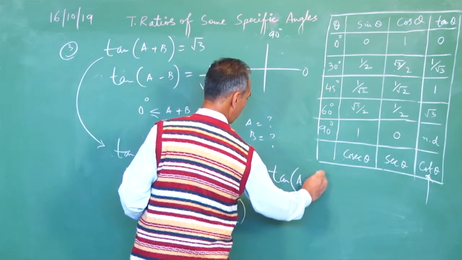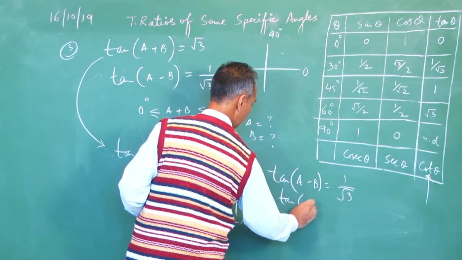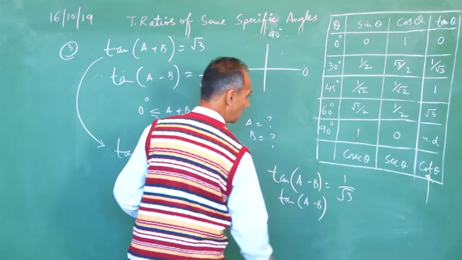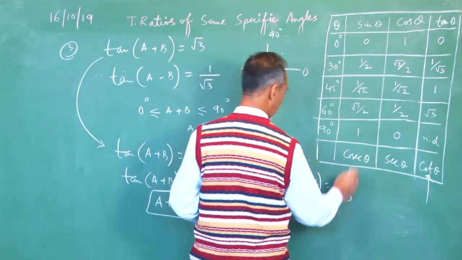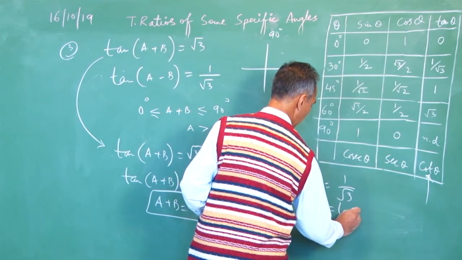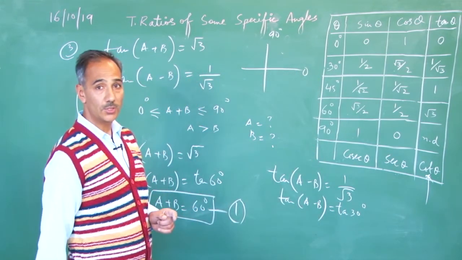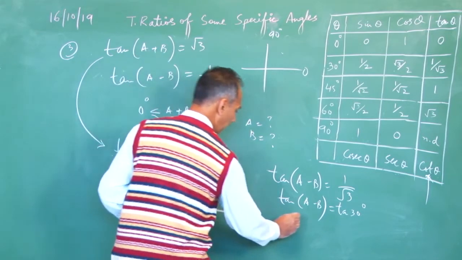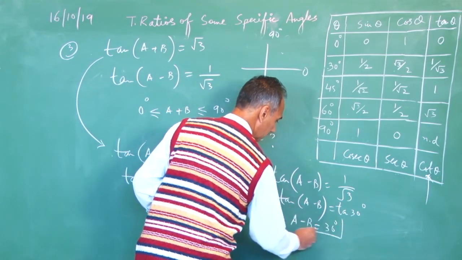This is equation 1. Let's move on to equation 2. Tan A minus B is 1 upon square root 3. So tan A minus B, in tan column, what's 1 upon square root 3? That is 30. So this is tan of 30. So this is going to give you A minus B is 30. A minus B is 30 degrees.